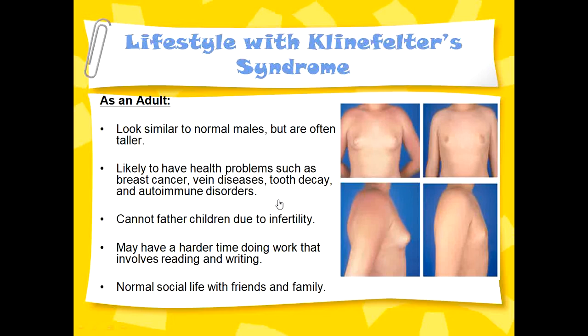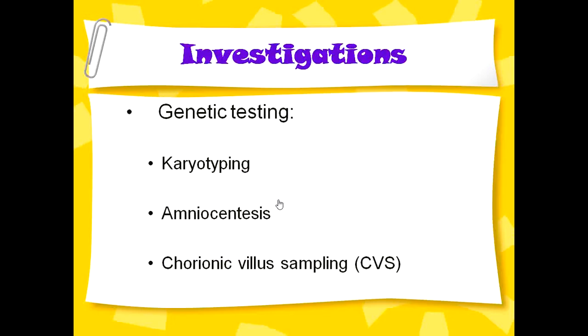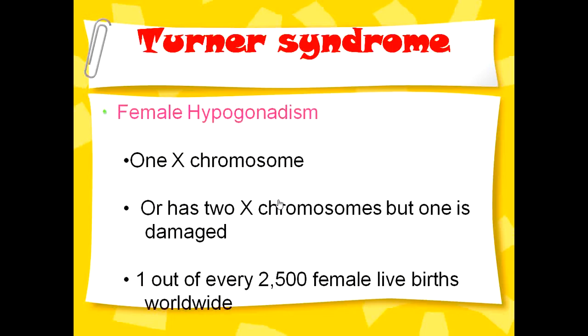As adults, they look similar to normal males, but they are likely to have health problems like breast cancer, vein disease, and autoimmune disorders. They are infertile. They have a harder time in reading and writing, but they live a normal social life. Genetic testing includes karyotyping, immunosynthesis, and chorionic villus sampling.